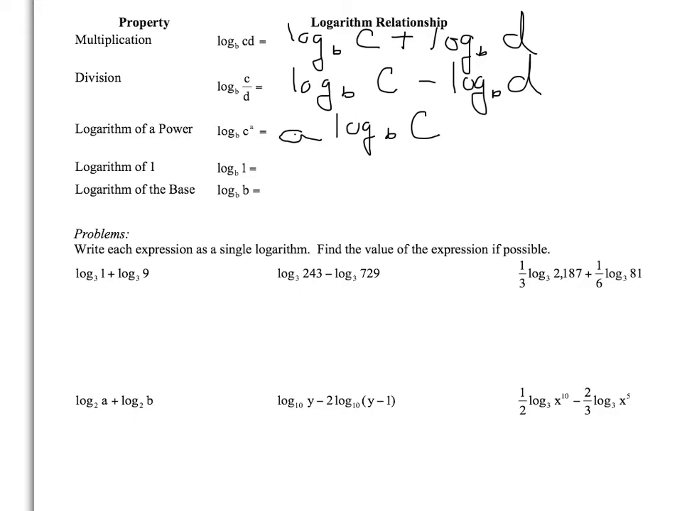If you have a log of 1 to any base, that always equals 0. And if you have a log base b of b, that always equals 1. Notice if the base and the number match up, it'll always equal 1. And the log base b of 1 always equals 0.